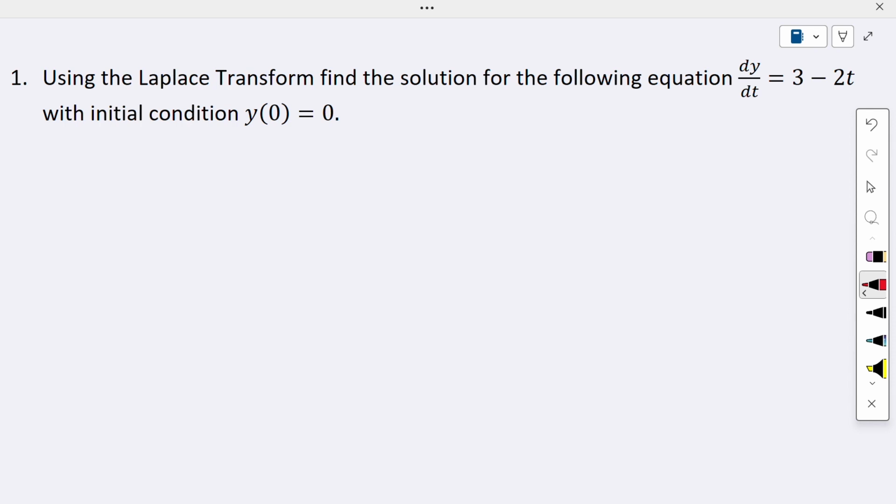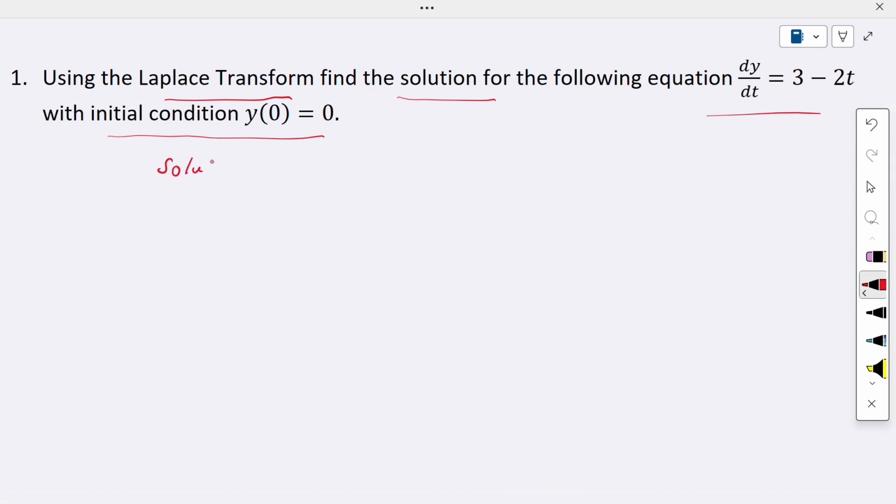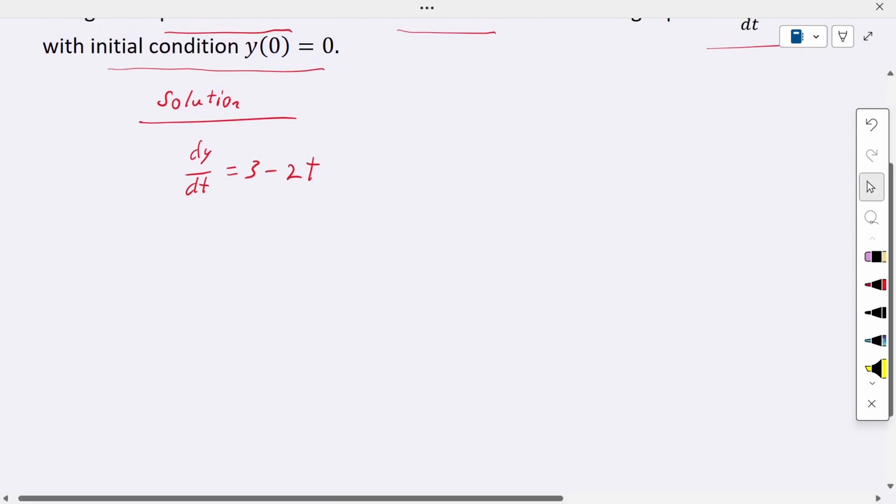So question number 1: use the Laplace transform to find the solution for the following ODE with these initial conditions. So what is the solution for this? In this case, we have dy/dt equal to 3 minus 2t. So we're going to use the Laplace transform method to solve this ODE problem.